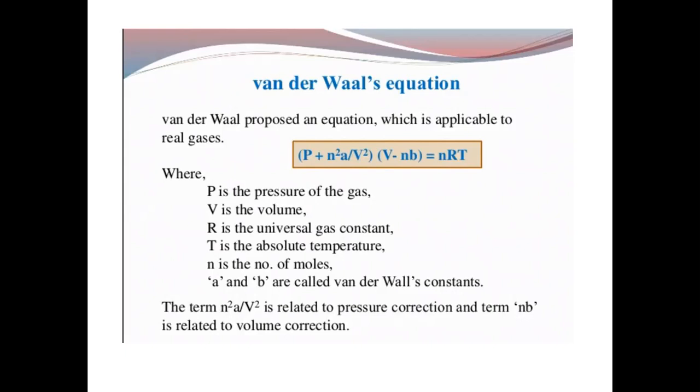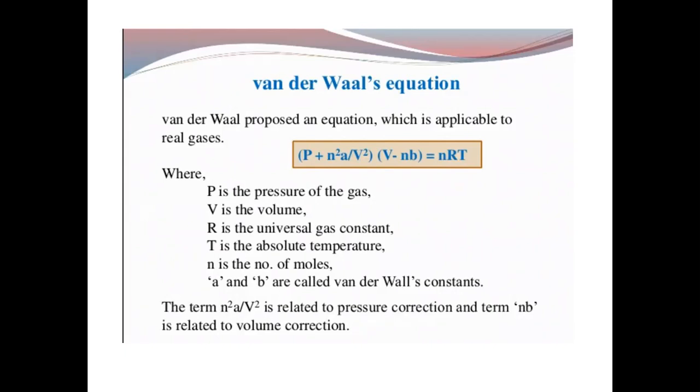Similarly, b is a constant for the molecular volume, which is also known as co-volume or excluded volume, students. So you must know what a and b are. These are the van der Waals constants. The constant a represents the attractive forces, and b represents the excluded volume or co-volume, right, students? After adding these constants, we get the van der Waals equation proposed by van der Waals, which is applicable to real gases only.